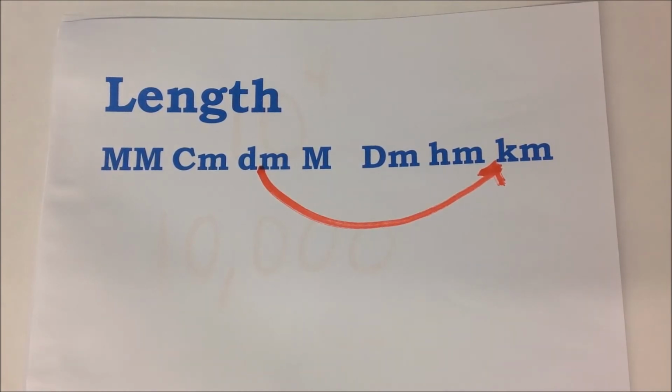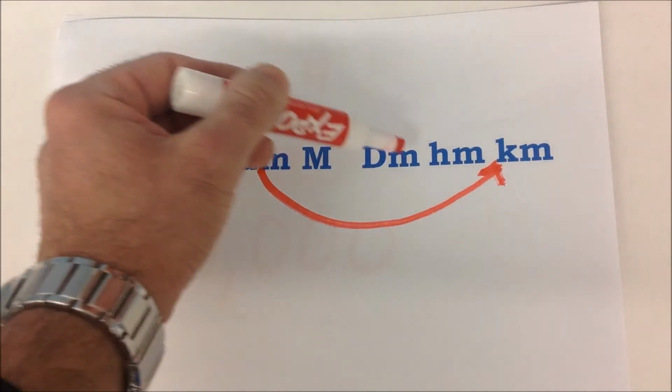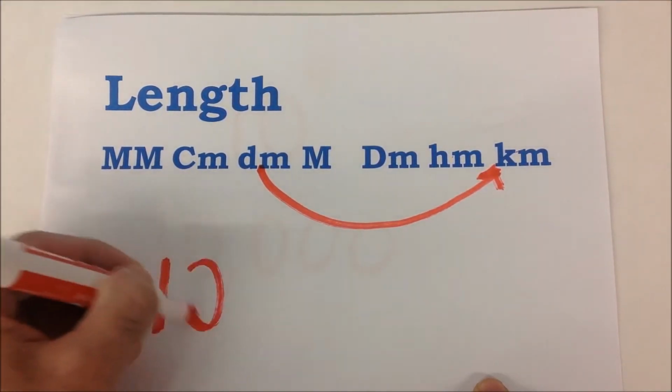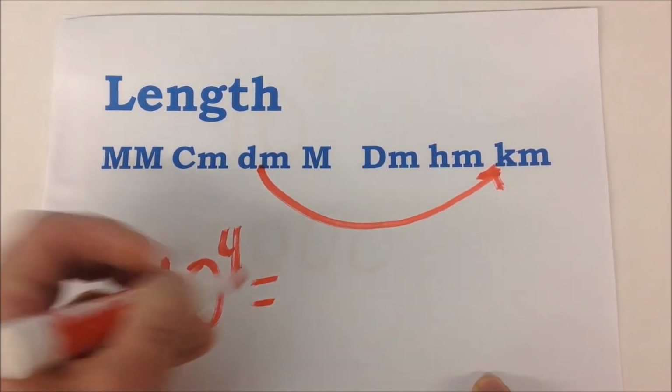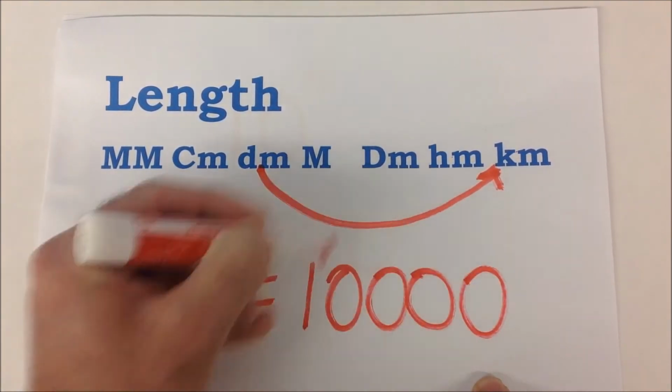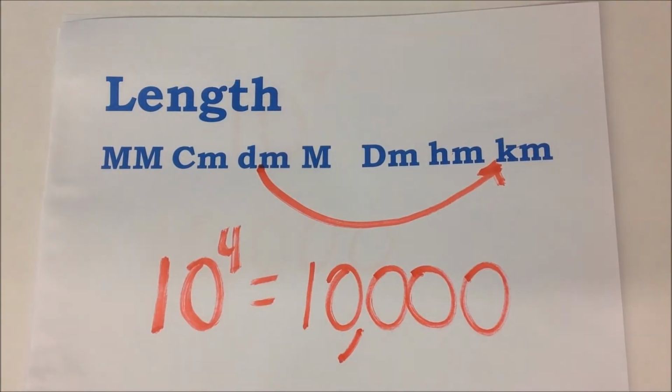Okay. Did we count the space? 1, 2, 3, 4 away. That's 10 to the 4th power. Again, we should have 4 zeros. 10,000. There's 10,000 decimeters in 1 kilometer.